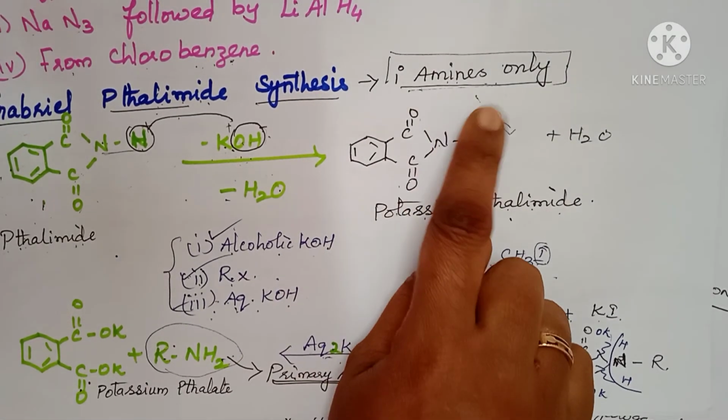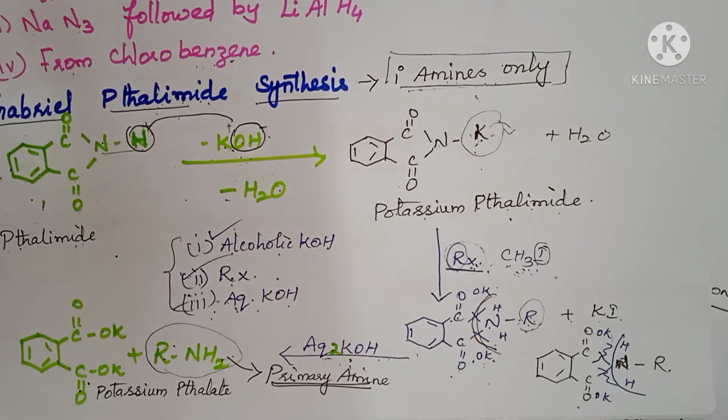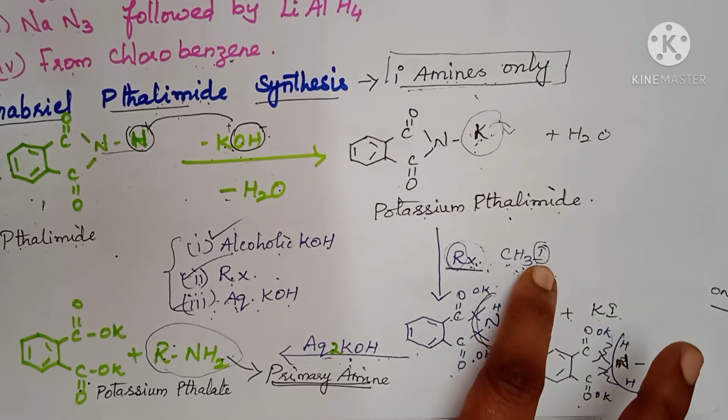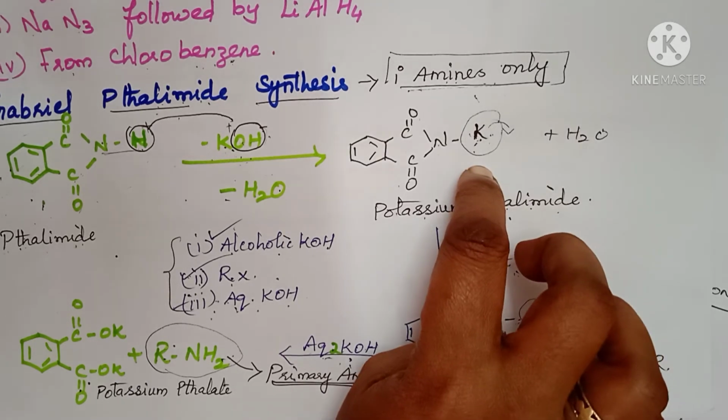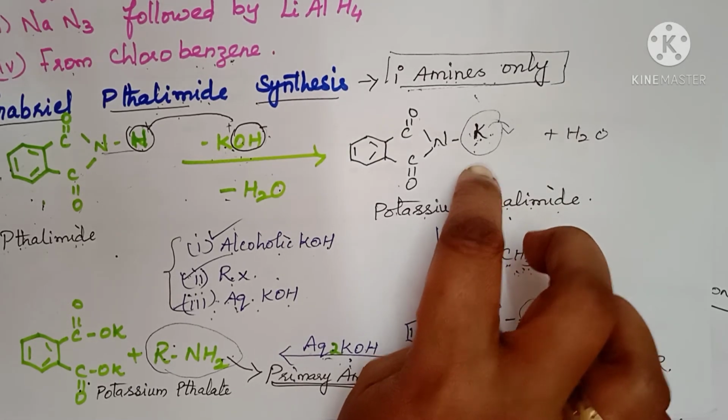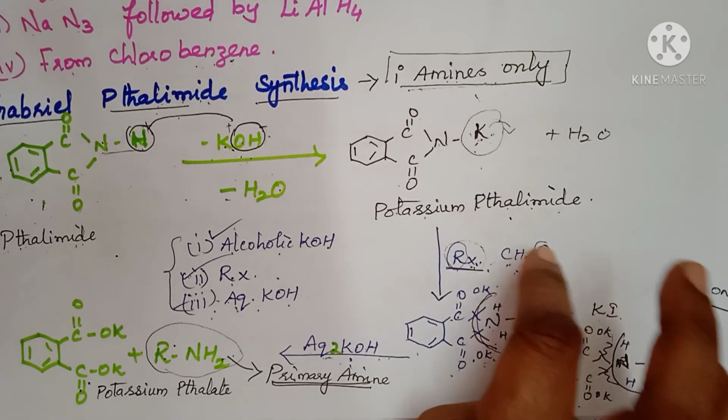Suppose this is a concept, naturally we will ask why, what, how, all those things. So why? Because alkyl halide does not always undergo nucleophilic substitution reaction with potassium phthalimide. CH3I, that means alkyl halide with a lower number of carbons, will react with potassium phthalimide, but with a higher number of carbons it will not react.